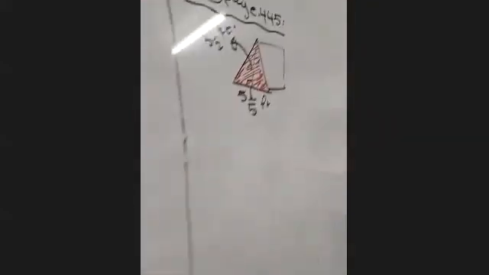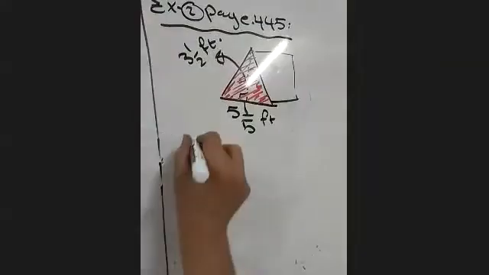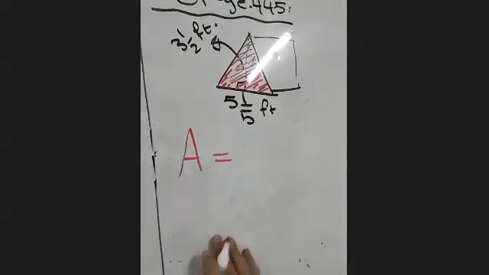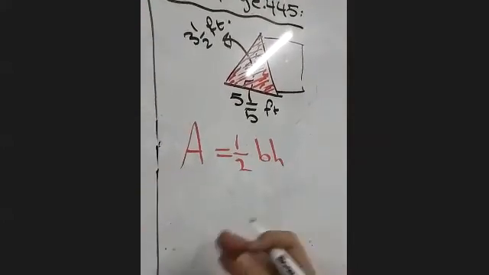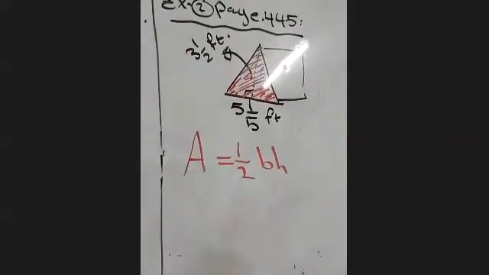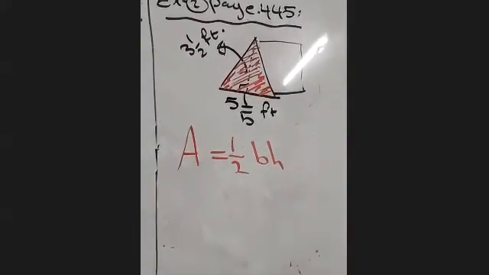The formula. Do you know the formula or you don't know the formula? Yeah, I know it. Good. What is the formula? A equals half BH. Yes. So the first step, always we write the formula. The second step, what is it?